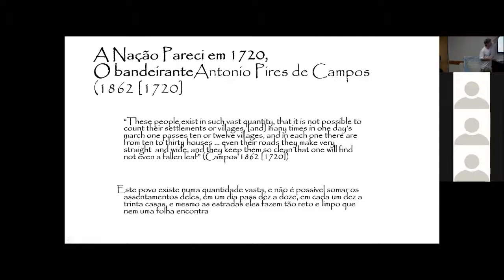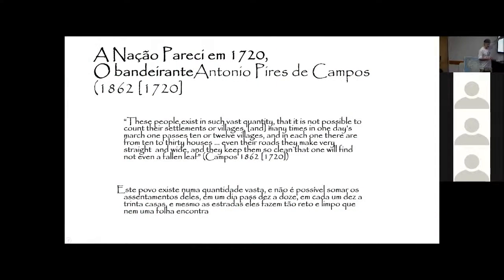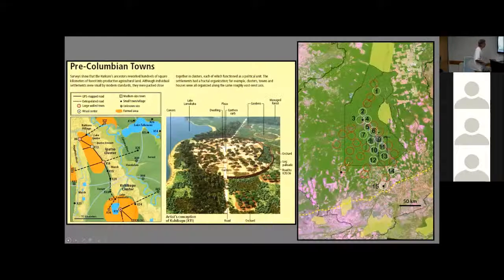There's no ethnohistory from the Upper Xingu area, right over here. But there is from the Tapajos area, right here. And this is what Peterson, who's the first person to insert these people in the historical record, had to say to them. They exist in such vast quantity, can't count their settle-ins. Many times in one day, we pass 10 or 12. Each one, there's 10 to 30 houses. Even the roads they make very straight and wide and keep them so clean we can't even find a fallen leaf. Well, that's what it looks like in archaeological terms.